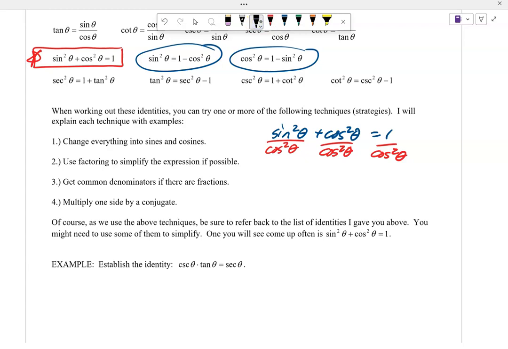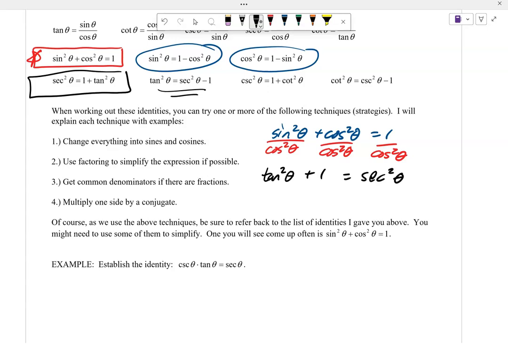Then what you get is sine over cosine is tangent. So you got tangent squared plus 1 equals secant squared. Tangent squared plus 1 is secant squared. There's the next one. So that just comes from it. That's just an alternate form of that if you solve for tangent squared.